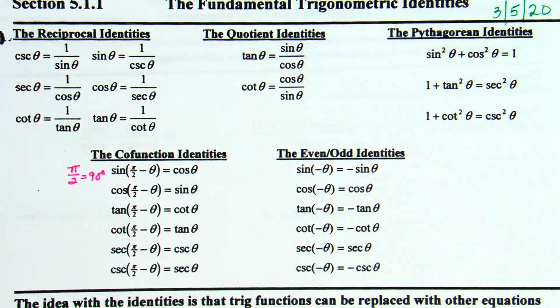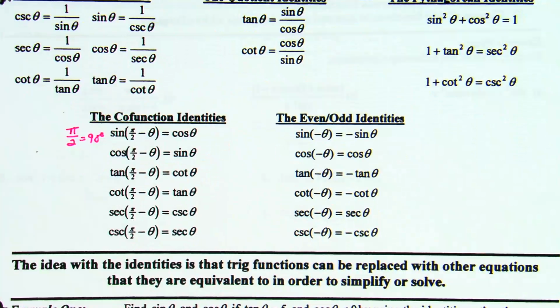Okay, bold point there. The idea with the identities is that trig functions can be replaced with other equations that they are equivalent to in order to simplify or solve. So, lesson 5.1, I have to be honest, it's probably going to take us about a week to get through lesson 5.1, just because we're going to spend a couple of days working on simplifying, but then we also have to solve equations. And so if it takes me maybe 2 days to teach each lesson, we're going to end up on this stuff for probably about a week.